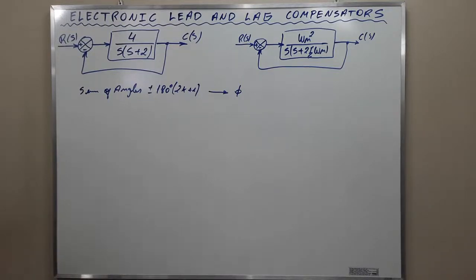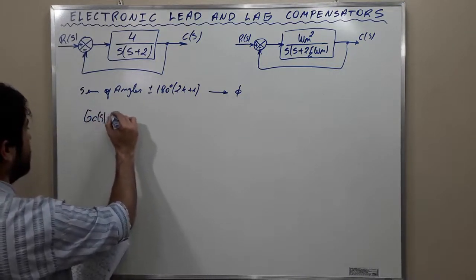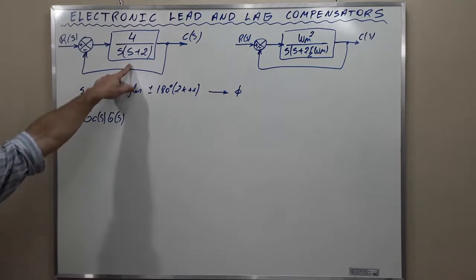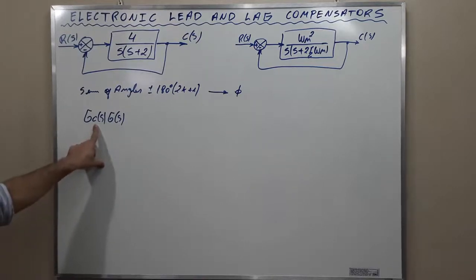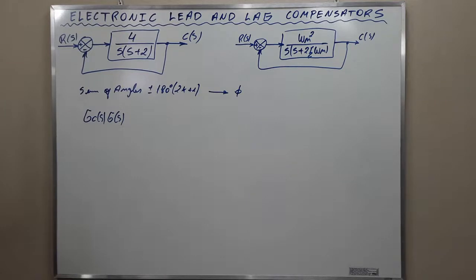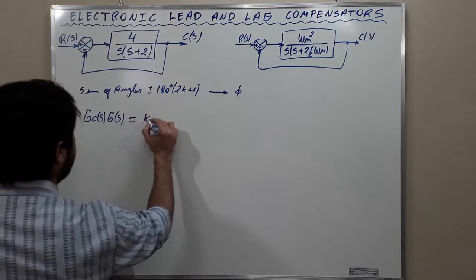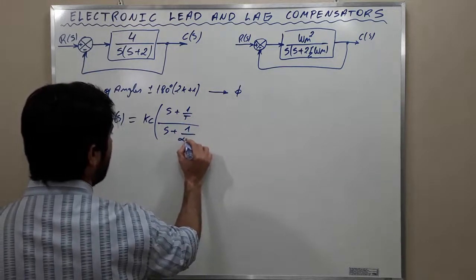Alright? Then let's go over the open loop transfer function of the compensated system, Gc(s)G(s). G(s) is this, the transfer function or the block diagram of the original system, and this is the block diagram of the compensator. Together, they are the block diagram of the compensated system. Okay, the open loop of the compensated system is this. Okay, and it is of the sort Kc (s + 1/T) over (s + 1/(αT)). Alright?